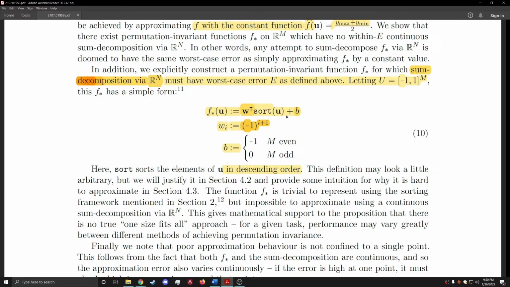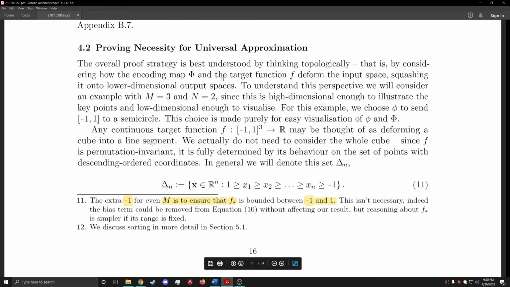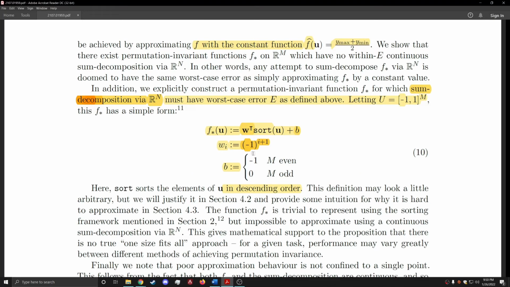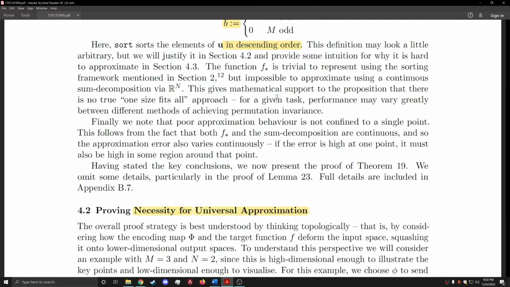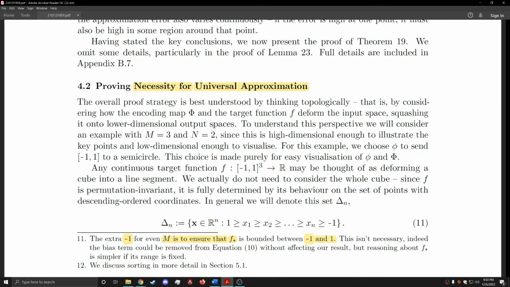But this function is going to be important because you need a latent space of dimensionality m in order to represent this, or in order to approximate this. We're done with representing. We're never going to talk about that again. So if we want to do that, let's prove the necessity for universal approximation. I'll bring this back up every now and again whenever it calls on equation 10, just because it's good to see it. But equation 10, our f star, is always going to be our sorting function.